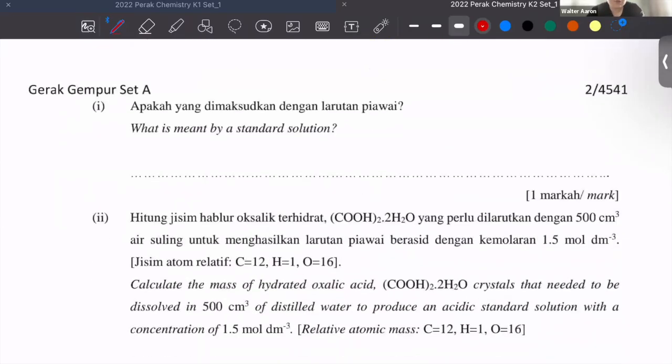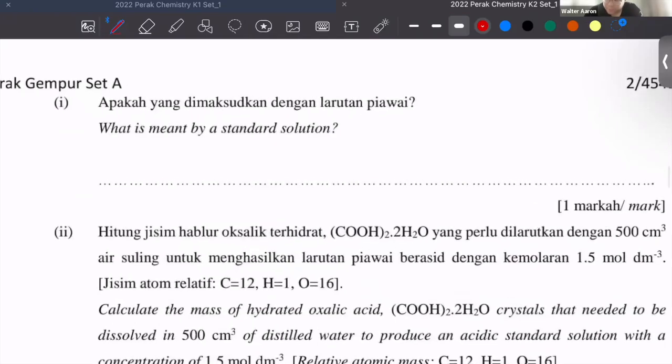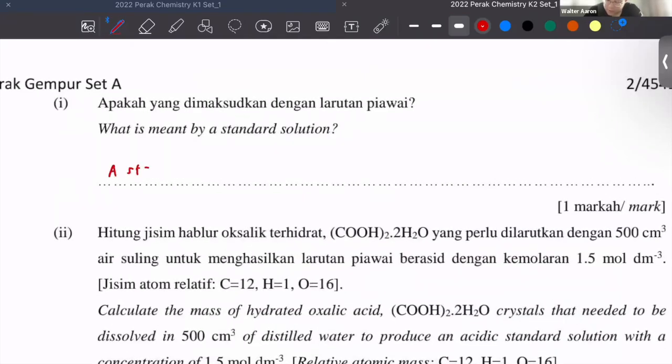So what is meant by a standard solution? So a standard solution is a solution with a known concentration. Okay, so you can put here a standard solution. We're going to just put there a solution that has a known concentration.